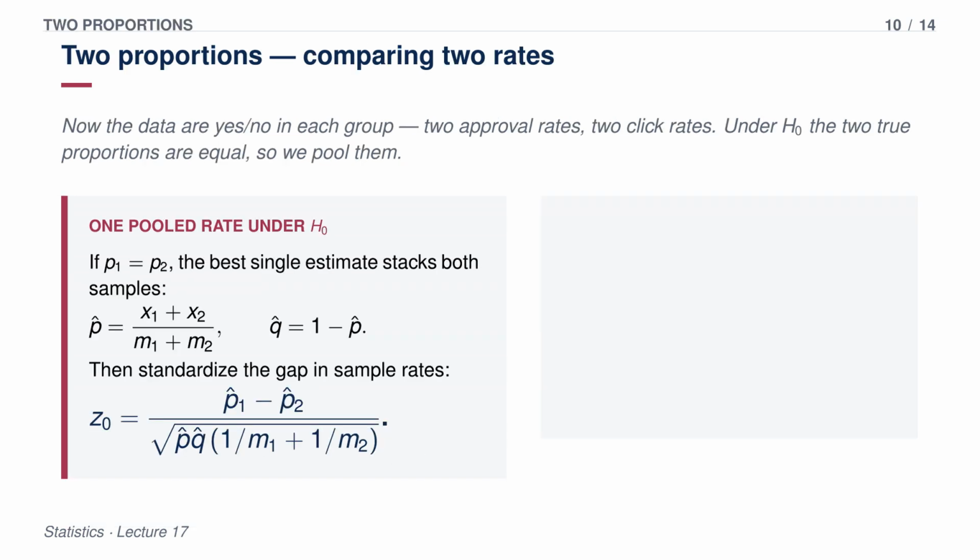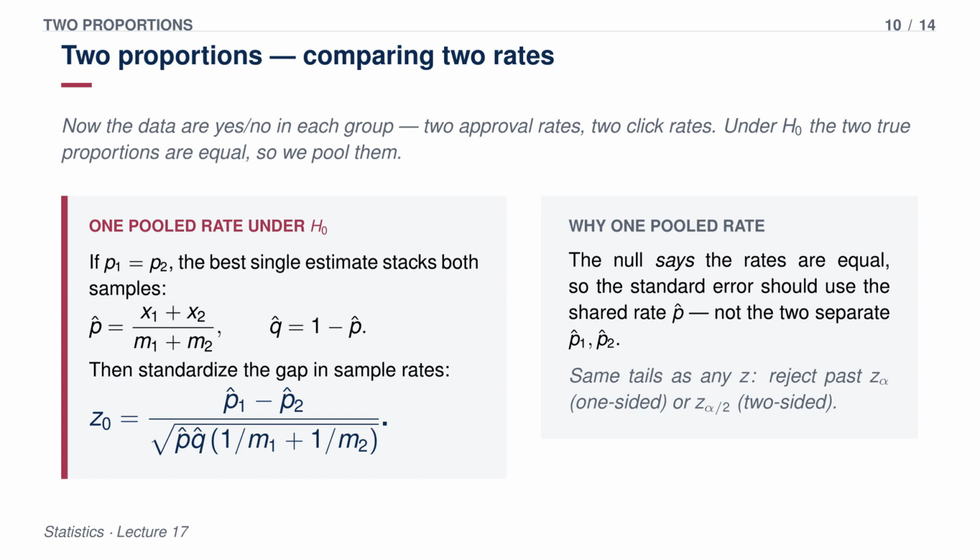Last member of the family, yes or no data in each group. 2 approval rates, 2 click rates, 2 support rates. Under H-naught, the 2 true proportions are equal, so the best single estimate of that shared rate simply stacks both samples. P-hat is x1 plus x2 over m1 plus m2, and Q-hat is 1 minus P-hat. Then z-naught standardizes the gap between the sample rates, P-hat 1 minus P-hat 2 over root of P-hat times Q-hat times 1 over m1 plus 1 over m2.